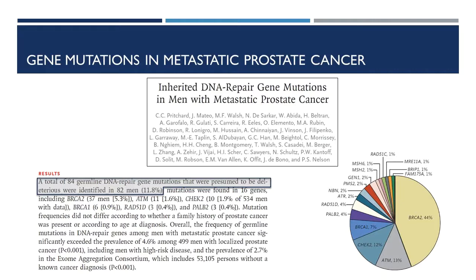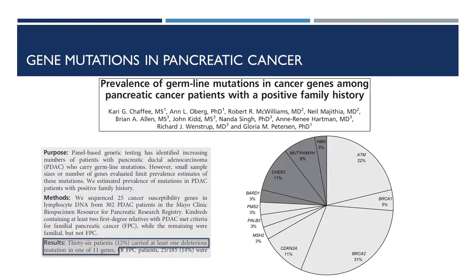This 2017 article examined the prevalence of germline mutations in patients with pancreatic ductal adenocarcinoma. 302 affected patients underwent genetic testing, and in total, 12% carried at least one mutation. Stratification of this cohort showed that 14% of those with a first-degree relative with pancreatic cancer had germline mutations, and 9% of those without a first-degree relative with pancreatic cancer had germline mutations as well.